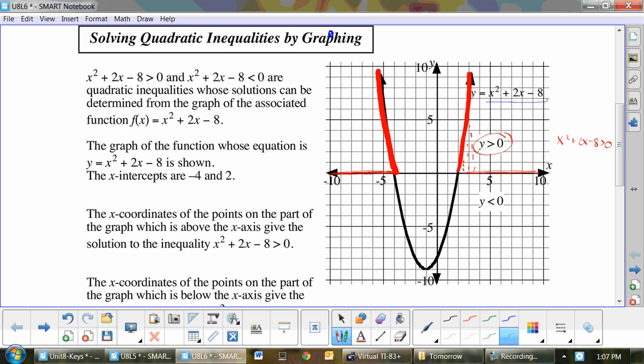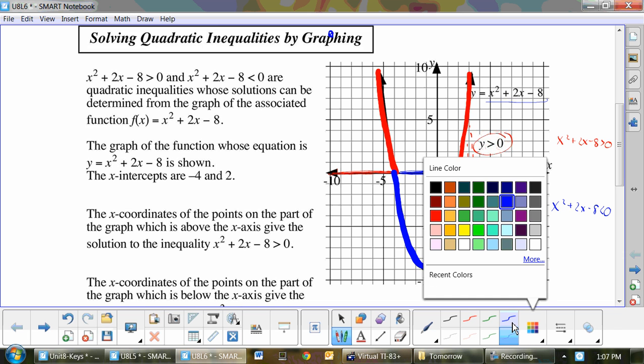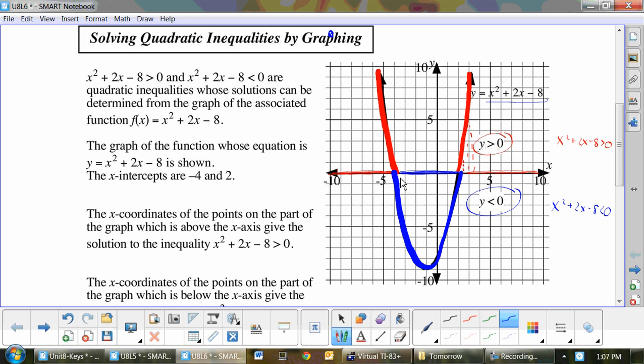The other half of the graph is where x squared plus 2x minus 8 is less than 0. That's when all the y's are less than 0, so it becomes that part of the graph. All these x's in between here make the part of our graph that's negative, or less than 0. The important part of these graphs really is our x-intercepts. This is where things change on us. Here we have 2 and -4.